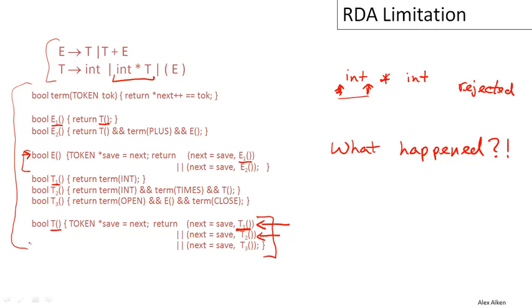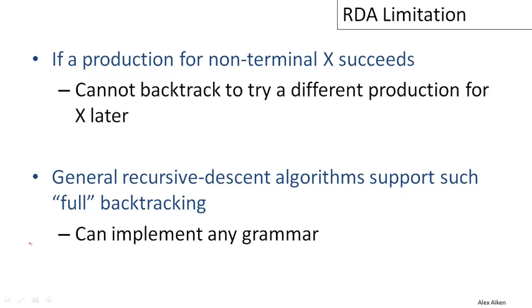So once a non-terminal commits and returns and says, I have found a way to parse part of the input using one of my productions, there's no way in this particular algorithm to go back and revisit that decision and try a different production. So the problem is that if a production for non-terminal x succeeds, there's no way to backtrack to try a different production for x later. So once the function for x has returned, we're really committed to that production. Now that means that the particular recursive descent algorithm that I showed in the last video is not completely general.